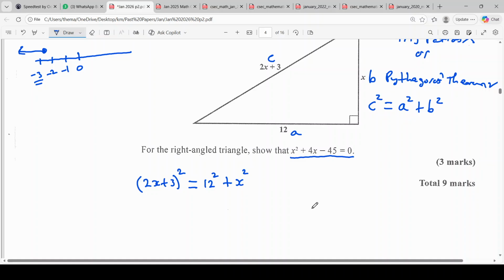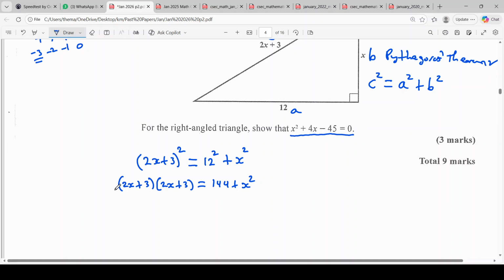Right, and now it's just to simplify this. 2x plus 3 squared means you're going to take 2x plus 3 and multiply it by itself. 12 squared is 144, and x squared is x squared. So we have double brackets to expand here. We multiply 2x by 2x, that will give me 4x squared. Then 2x by the 3 will give me 6x. And then 3 by 2x is another 6x. And then 3 by 3 is 9.